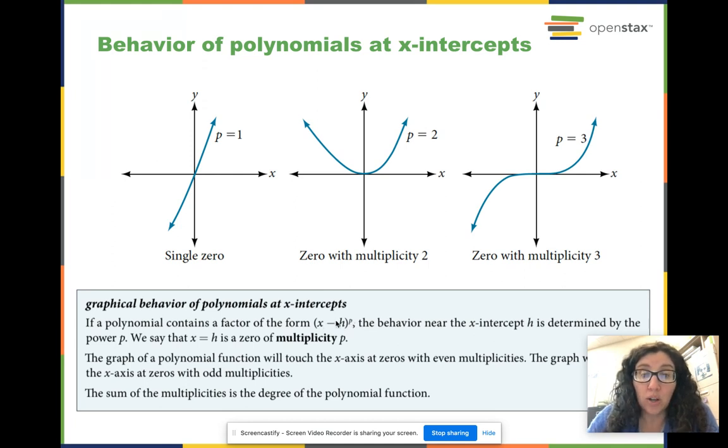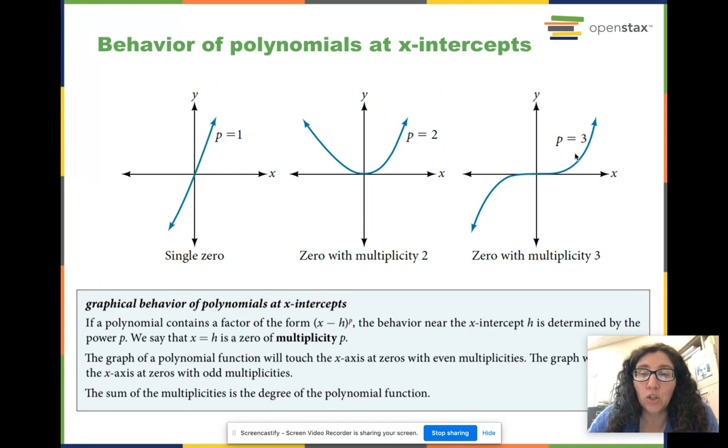If the multiplicity is even, like 2 or 4 or 6, the graph touches but does not cross the x-axis. And the higher that multiplicity is, the flatter it gets. Do you remember in the last section, we looked at some graphs that had higher even powers and their graphs got flatter and flatter. So if it touches but doesn't cross, it's even. And if it crosses, it's odd.